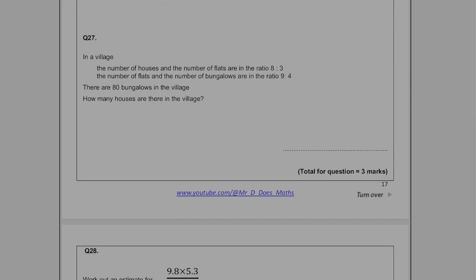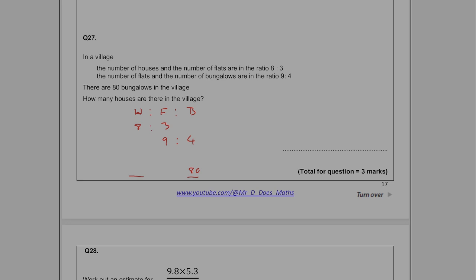Question 27. In a village, the number of houses and the number of flats are in the ratio of 8 to 3. The number of flats and the number of bungalows are in the ratio of 9 to 4. There are 80 bungalows in the village. How many houses are there in the village? Right, so let's start with H to F to B. So H to F is 8 to 3, and then F to B is 9 to 4. We've got a total of 80 here, and we want to work out H.